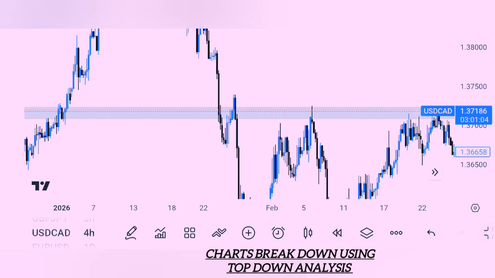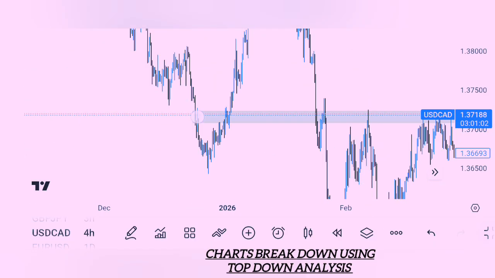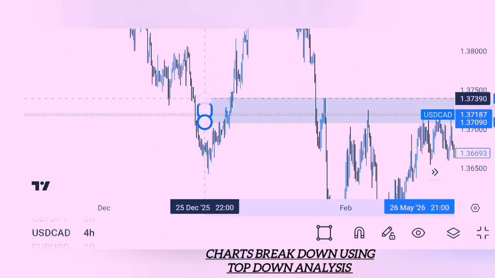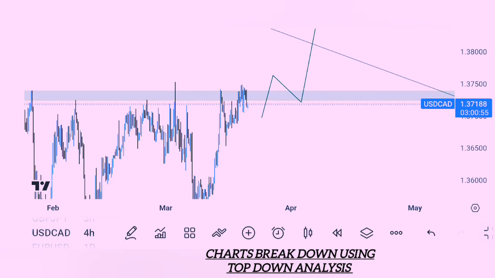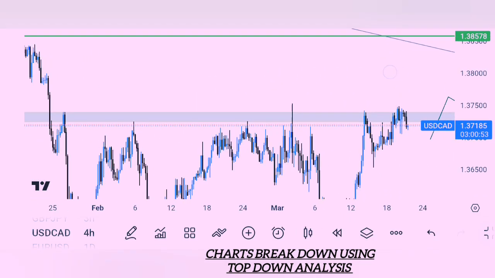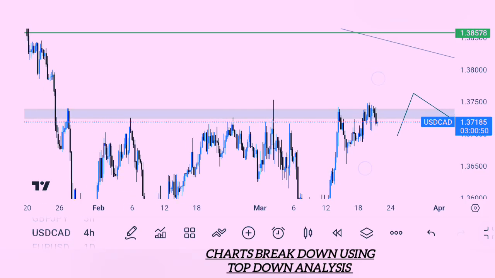On the 4 hour time frame, we see that there is a need for us to readjust our zone. So we are going to readjust our zone up to this point, because this is a market where the market has been ranging for a while. So now the market is still within this zone.